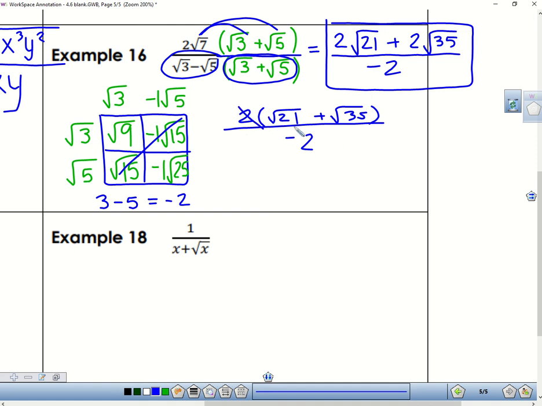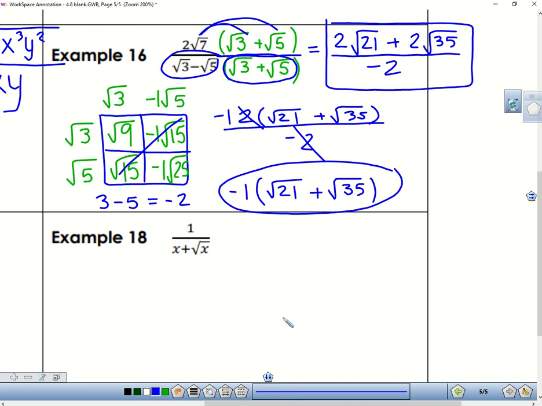So 2 divided by negative 2 is just negative 1. So this just becomes negative 1 times radical 21 plus radical 35. And you could also distribute the negative 1 back into that if you wanted to. So either way is fine, and that would be your final answer. Like I said, these are just a lot of being really good with your algebra skills, okay?